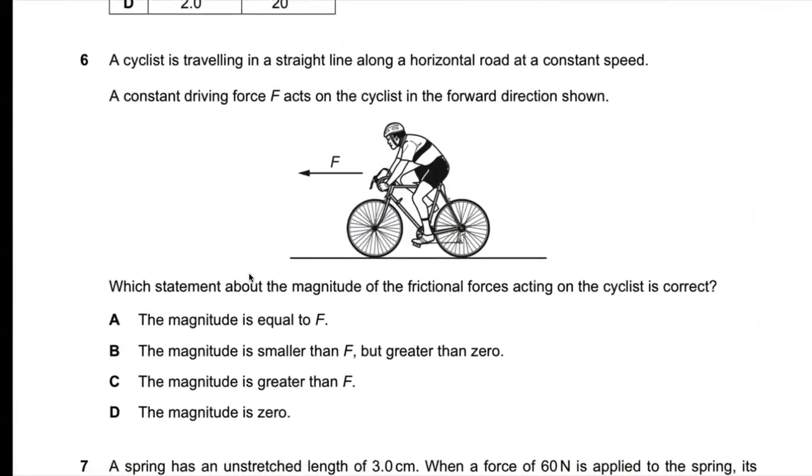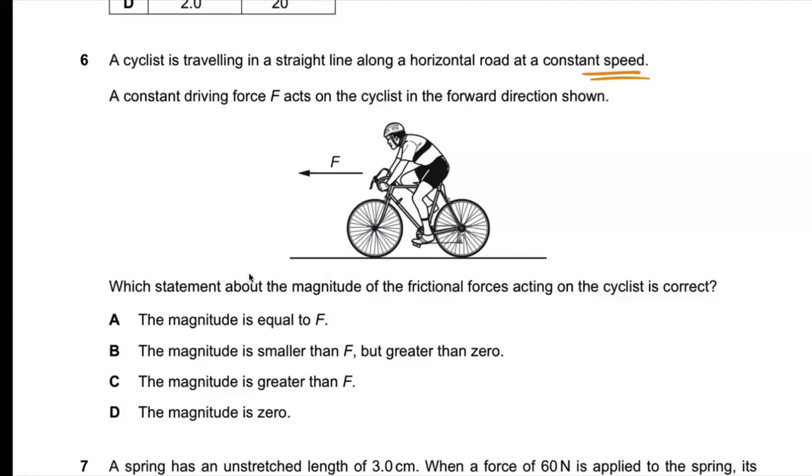All right, question number 6. A cyclist is traveling in a straight line along a horizontal road at constant speed. The constant driving force F acts on the cyclist in the forward direction. So it's at constant speed, so we know that the forces are balanced, right? So there's no acceleration, so there's no resultant force.